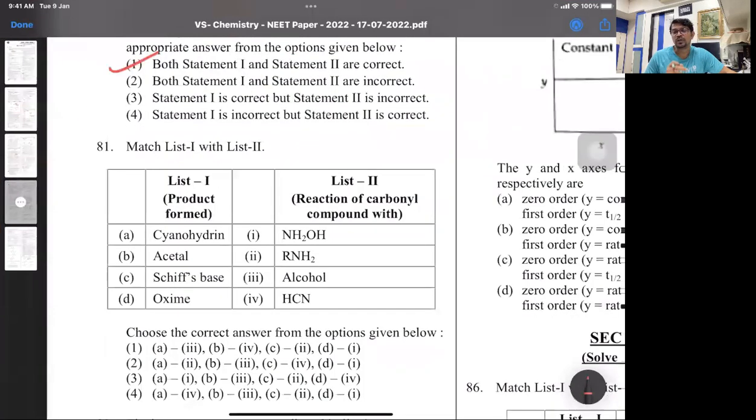Now 81 is with respect to the chemical properties of aldehydes and ketones. Cyanohydrin, that is a group containing OH and cyanide both together, is nothing but with HCN. So the first one is 4. Acetal is aldehydes or ketones reacting with alcohols. So that's 3. Schiff's base is aldehyde or ketones reacting with primary amines. That's the second one. And last is oxime formation, that is aldehydes or ketones reacting with hydroxylamine, NH2OH, to give you respective oximes. So 81 is 4.